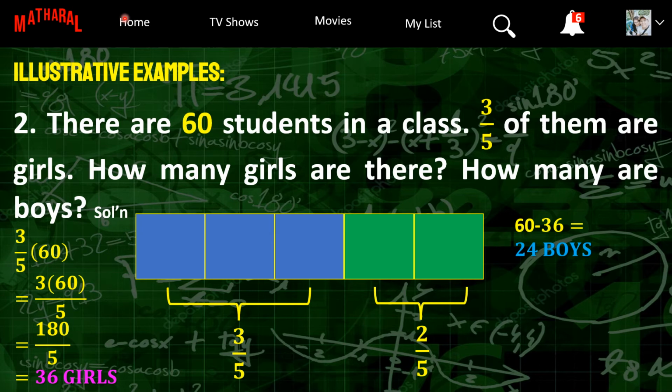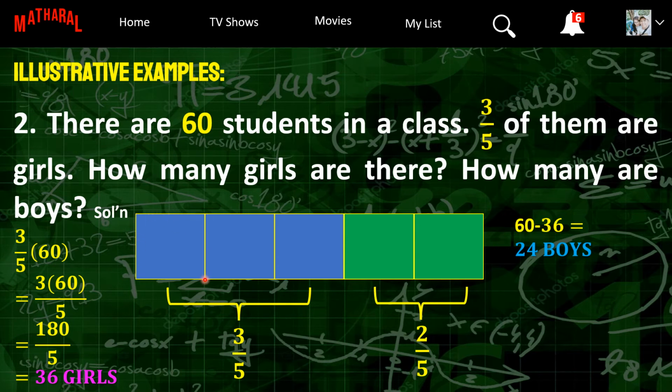So, it says here that there are 60 students in a class. 3/5 of them are girls. And we are asked how many girls are there and how many boys are there. And here, in processing the word problem related to fractions, it is better to have a model. Ayan po, mas maganda po magkaroon po tayo ng model.